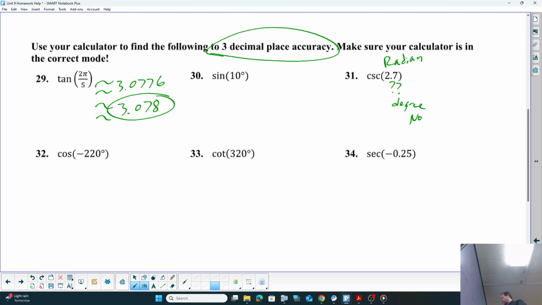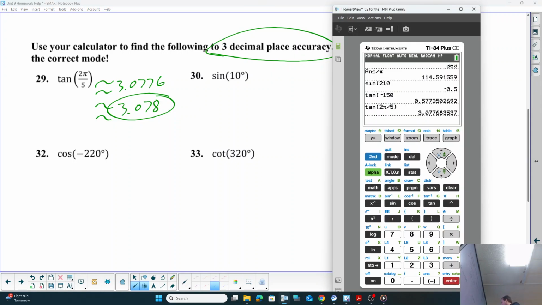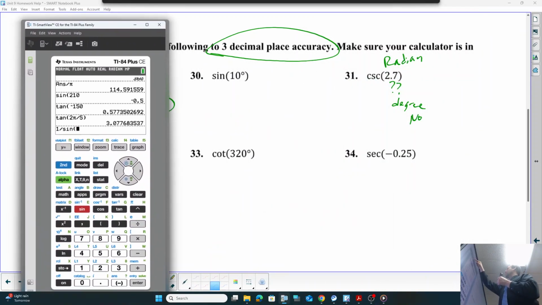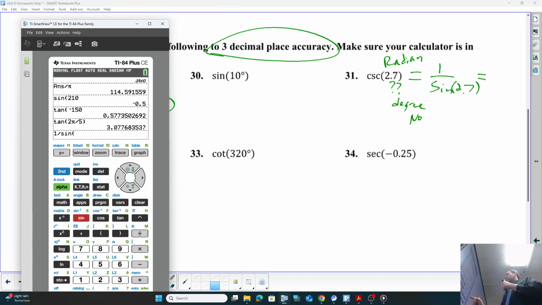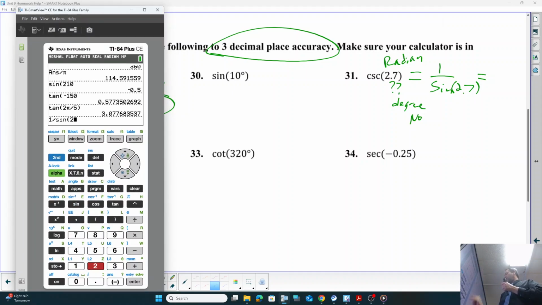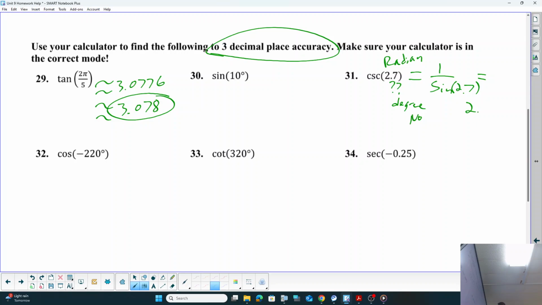So cosecant, what is cosecant? Cosecant is 1 over sine. So this is going to be 1 divided by sine of 2.7, and that's in radians. So then we go 2.7. There we go. Make sure you're in radians. So 2.339 rounds up to 2.340. Did you get that right?